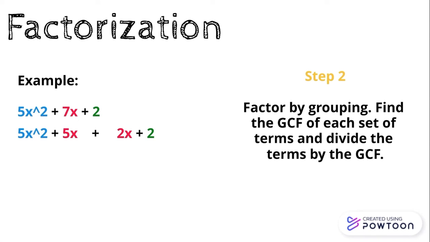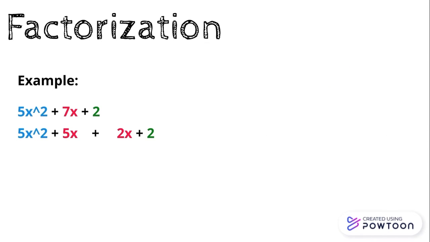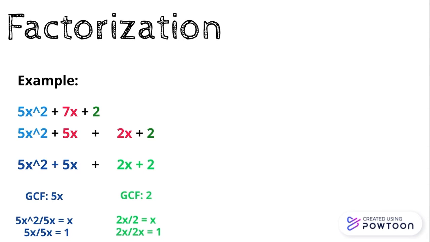For the second step, we need to factor by grouping. We need to find the greatest common factor of each set of terms and divide the terms by the greatest common factor. So here's the equation separated in two groups of terms. The greatest common factor of the first group of terms is 5x, and then the greatest common factor of the second group of terms is 2. Then we divide each term of a group of terms by the greatest common factor of the group of terms. Then we organize this information in an equation like this.